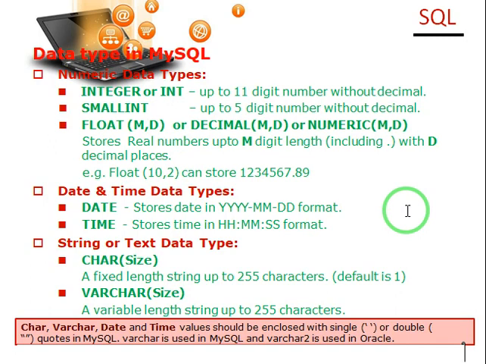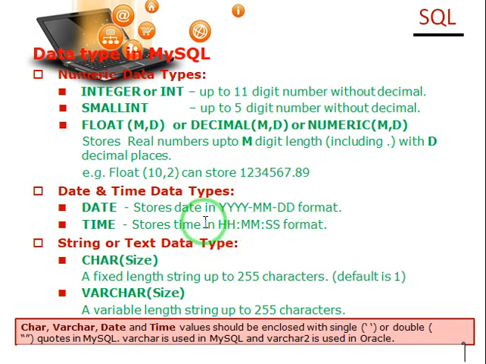Now, what are the various data types in SQL? Firstly, it's integer, also called int, which is the numeric data type. Second is float, or decimal or numeric, which stores real numbers up to m digit length with d decimal places. Next are the date and time data types, where date is stored in the year, month, date format, and time is stored in the hour, minute format.